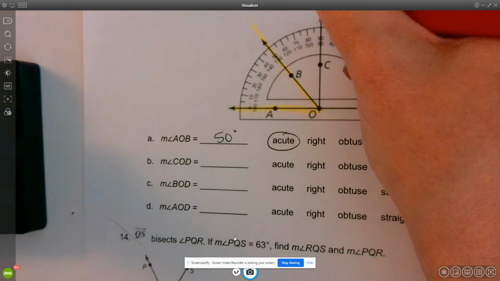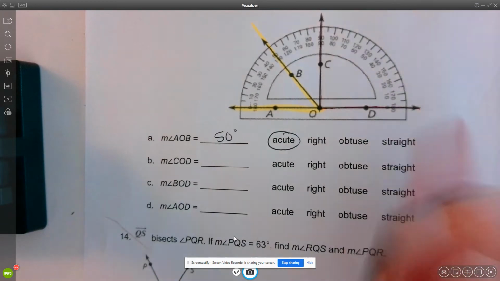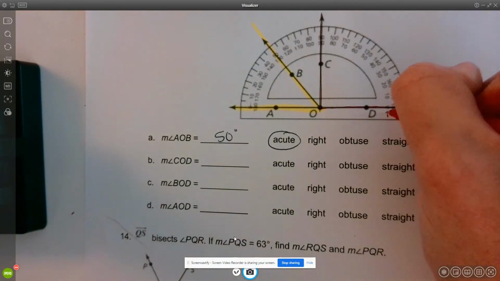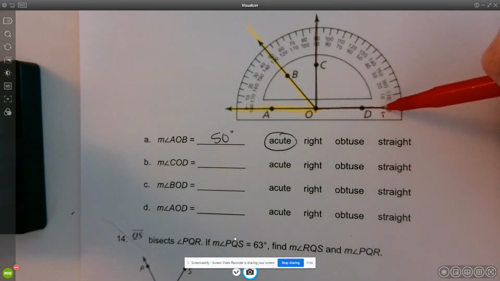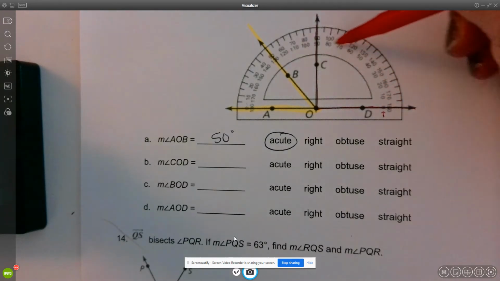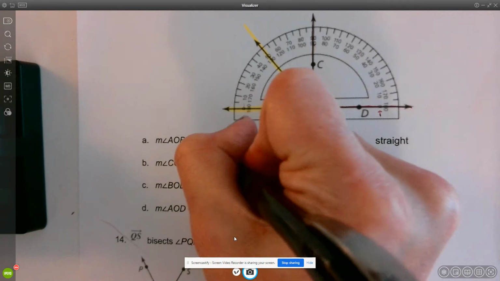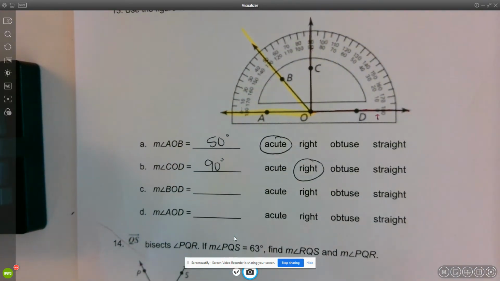The measure of angle COD, I'll start reading it over here. So I'm going to start at 0, meaning I'm going to use the inside numbers. So angle COD starts at 0 degrees and goes up to 90 degrees, which means that is a right angle.